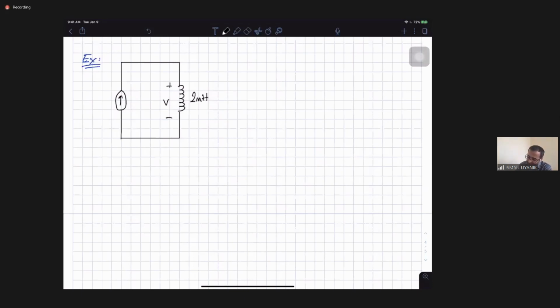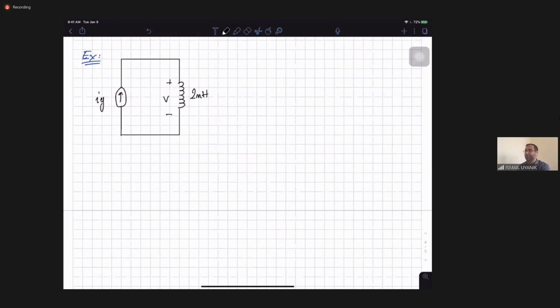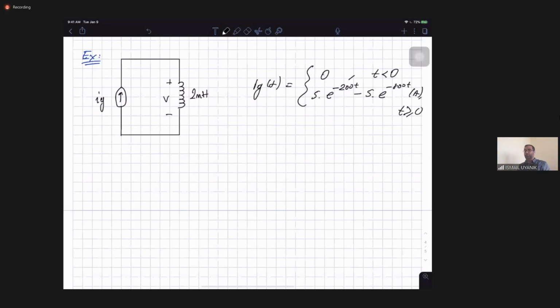And then let's say this is IG, which is the current we are pumping into the system, and that IG is a function. IG is 0 before t is equal to 0, so it's like we turn it on right at t is equal to 0. After t is equal to 0, that would be 5 times e to the minus 200t minus 5 times e to the minus 800t amperes. That is just a function of the current we are pumping.